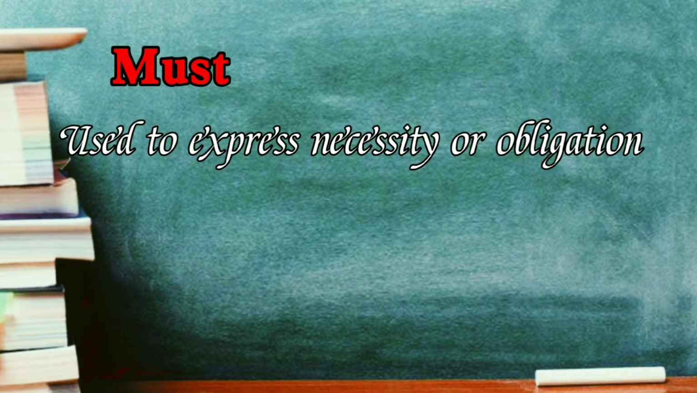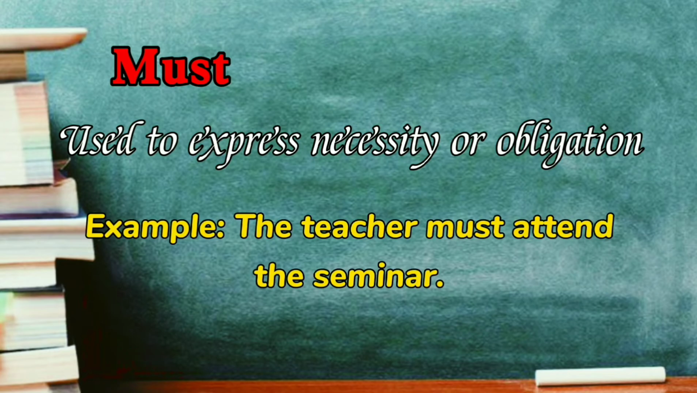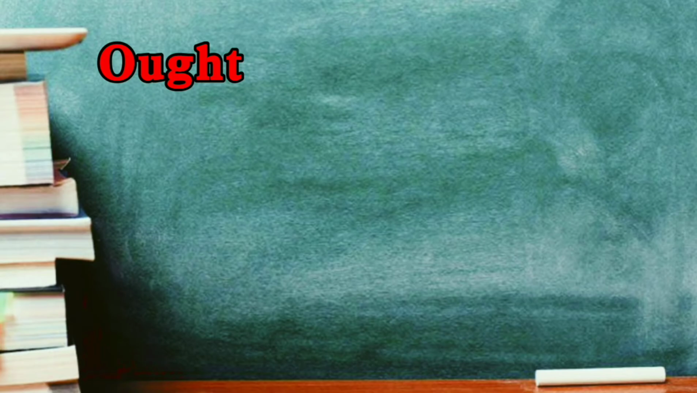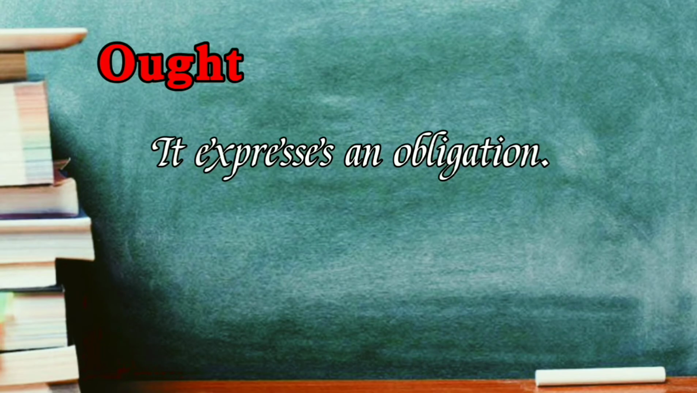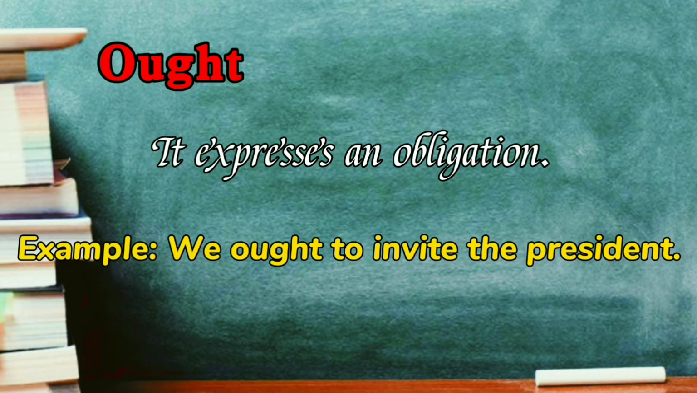Must expresses necessity or obligation. Example: the teacher must attend the seminar. The word must expresses obligation. Ought, almost the same meaning as should. It expresses an obligation. It is weaker than should and suggests duty. Example: we ought to invite the president. In this sentence, ought is used to express obligation.